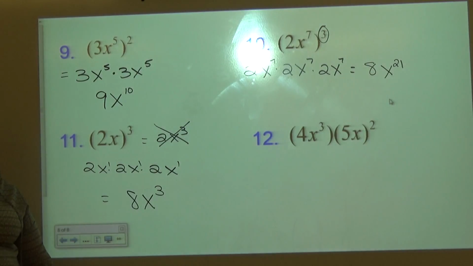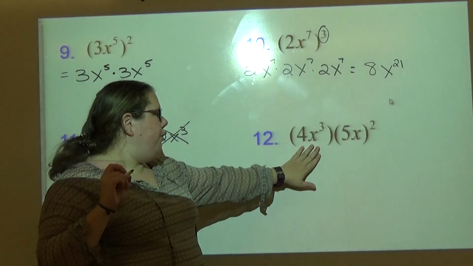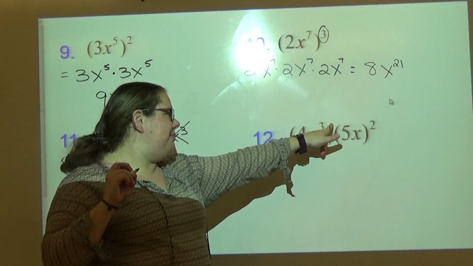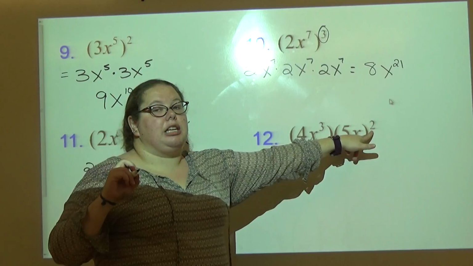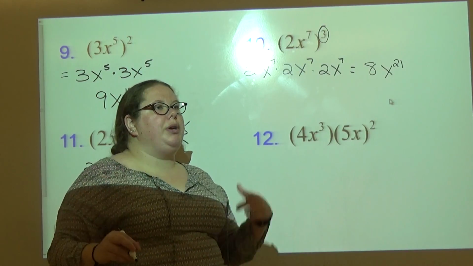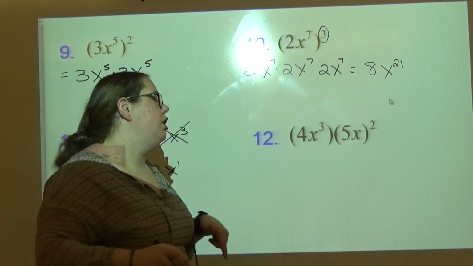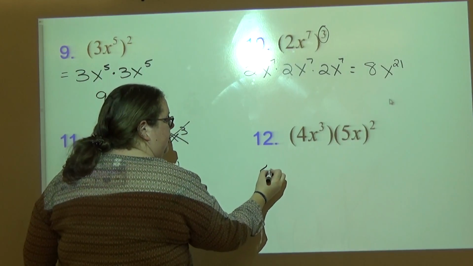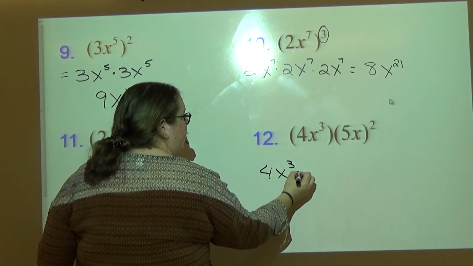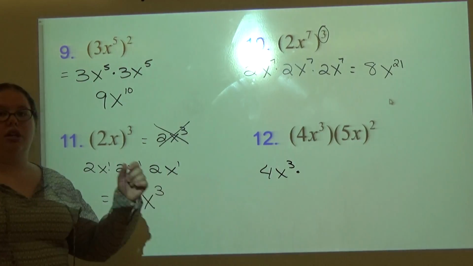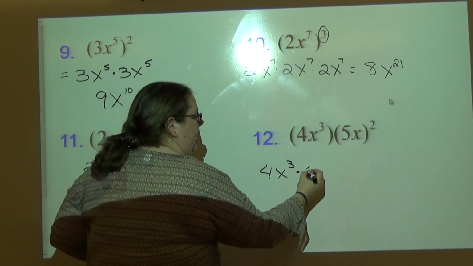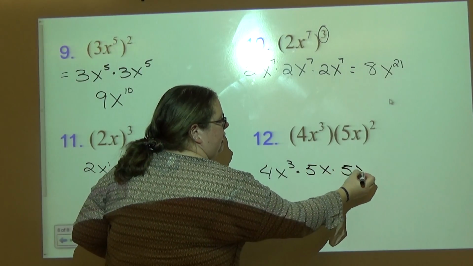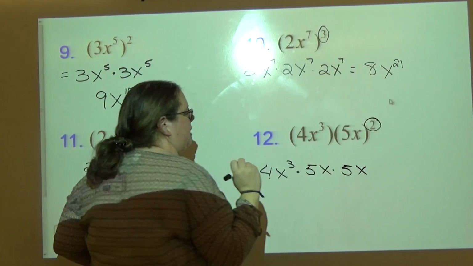Alright, last one, a little harder. So notice 4x cubed does not have an exponent out here. It's just 4x cubed. 5x to the 2nd power, on the other hand, does have it. So we have to use multiple steps here. So what I'm going to do is I'm going to write 4x cubed out. And then I have 5x squared. So 5x, how many times? 2 times. 5x and then 5x, because there's 2 of them for that outside exponent.